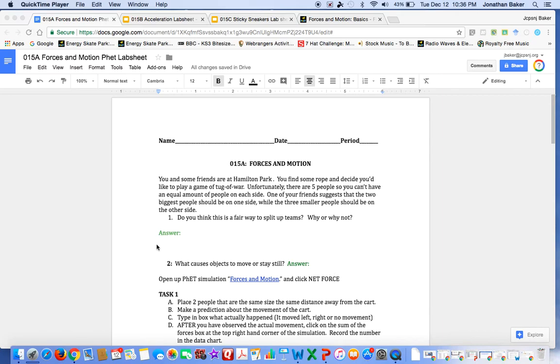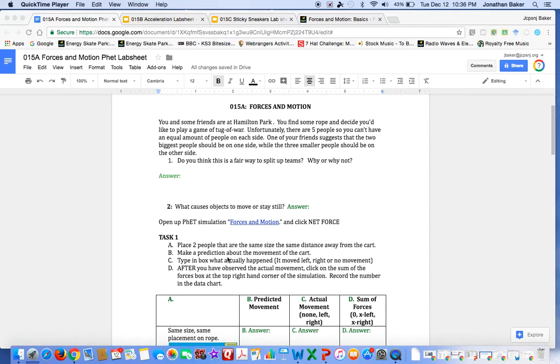The second thing is right here: what causes objects to move or stay still? For this one, again, this is kind of like background knowledge. What do you think? It's almost like a pre-DOL. Just go ahead and type what you and your partner think makes objects move or stay still. Try to be scientific with your wording if you can.